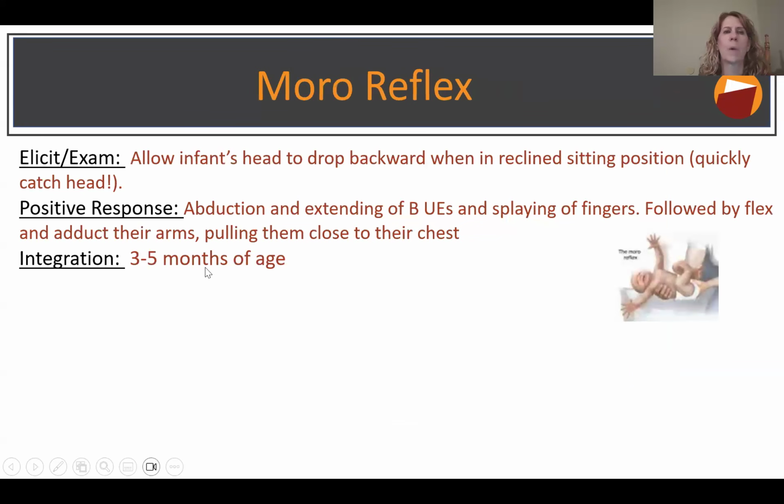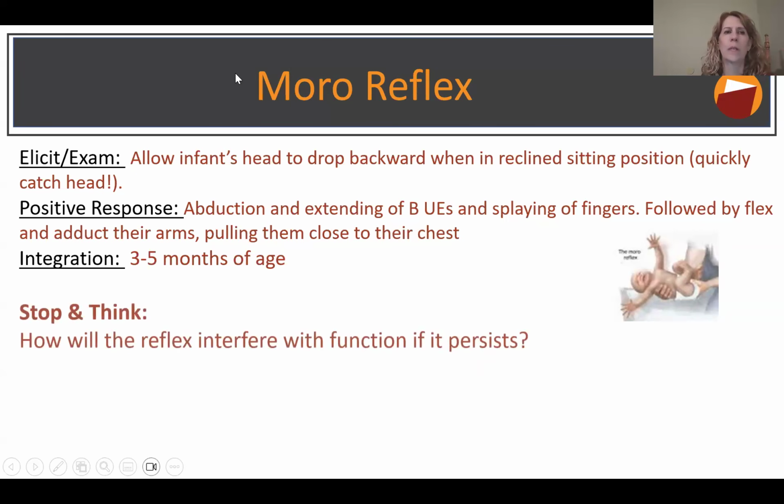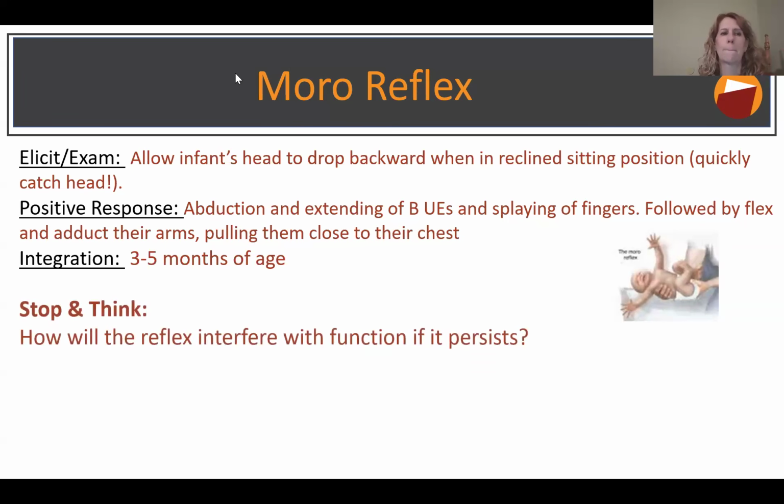Okay, so we allow the head to drop back in a reclined position. Make sure you're there to catch their head, especially little babies, they don't have good head control yet. Let's make sure we're ready to catch their head. We get abduction, extension of the upper extremities, splaying of the fingers, and then it's followed by bringing their arms back down and pulling them close to their chest, their fingers relaxing. It should integrate about 3 to 5 months. All right, what is it going to interfere with? I'm going to get to the other reflex in a sec. What will this interfere with?